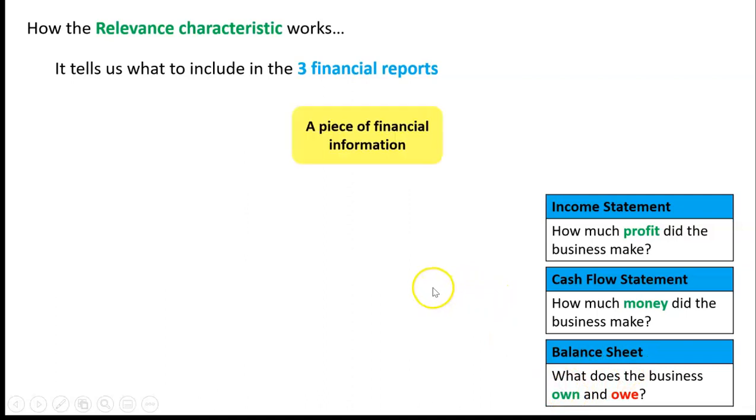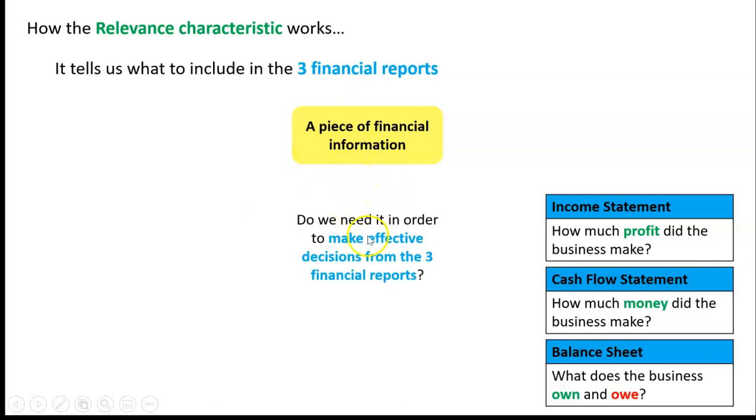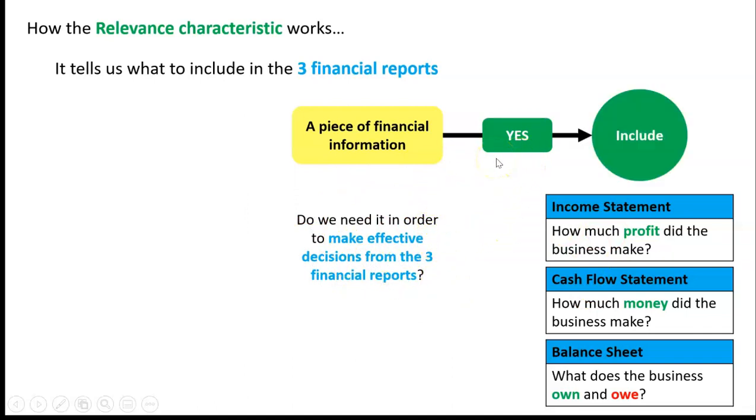So what we're talking about with relevance is we've got one bit of financial information, say a sale, or the amount of an asset, or somebody's wages, something like that. That's a bit of financial information. And what we're saying is, do we need it in order to make an effective decision or an informed decision from these 3 reports? Now, if we do need to include it to make an informed or a good decision, we're going to say yes, that should be included in these reports.